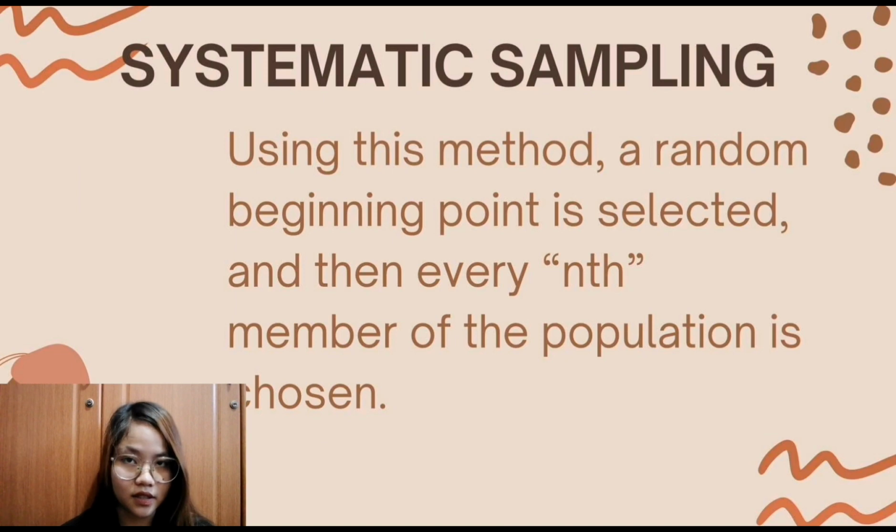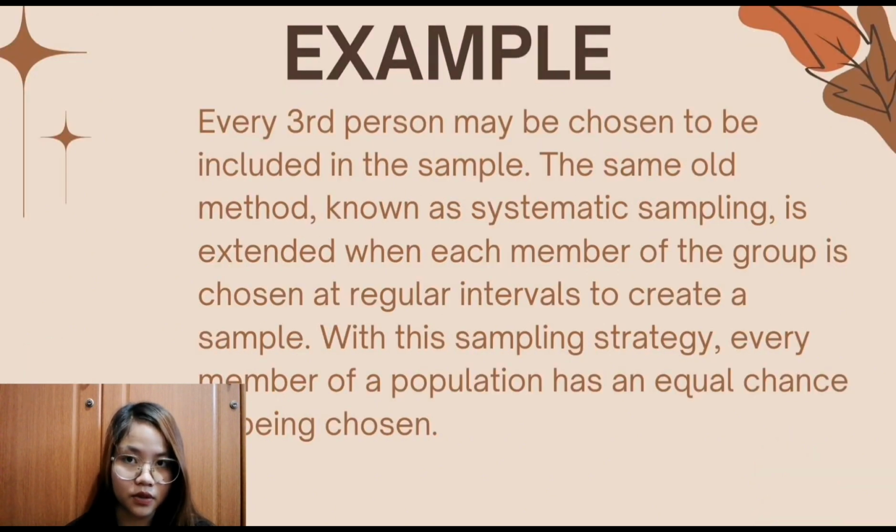The systematic sampling. Using this method, a random beginning point is selected and then every nth member of the population is chosen. In this method, you start by randomly selecting a starting point and then choose every interval member after the initial selection. This helps to maintain randomness while also providing a structured approach to the sampling. For example, every third person may be chosen to be included in the sample.